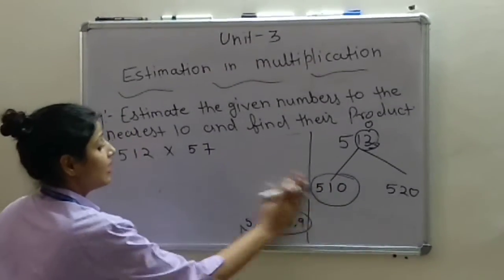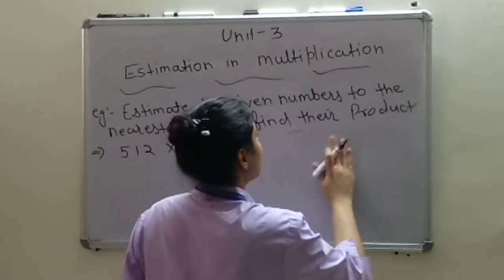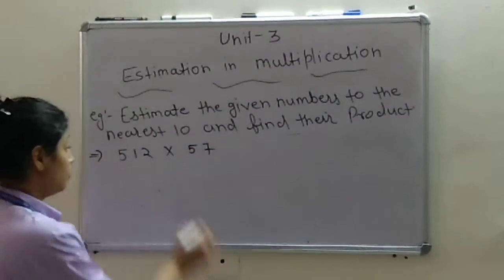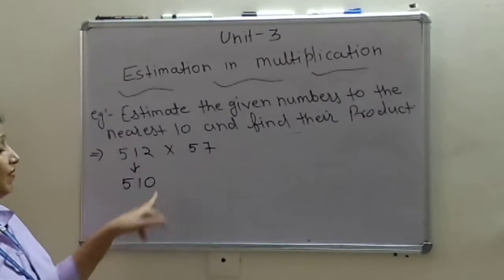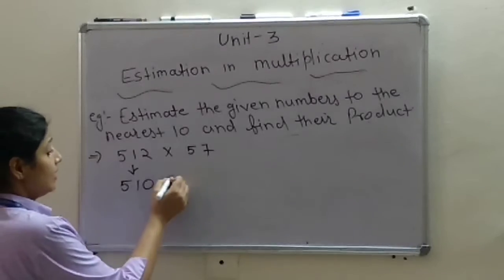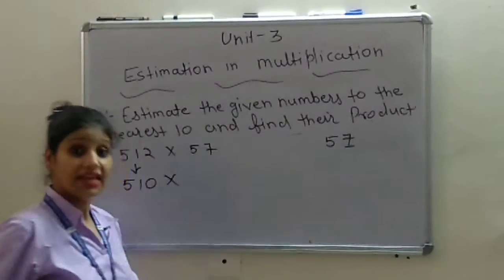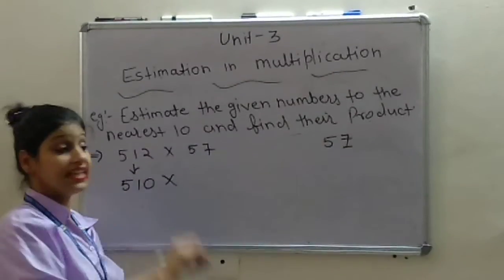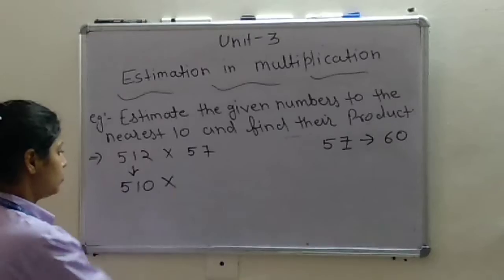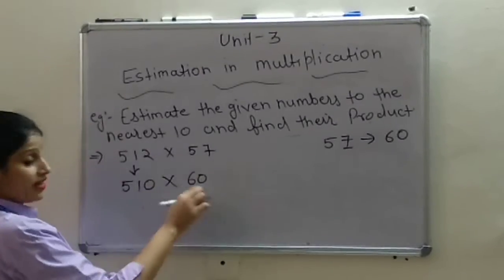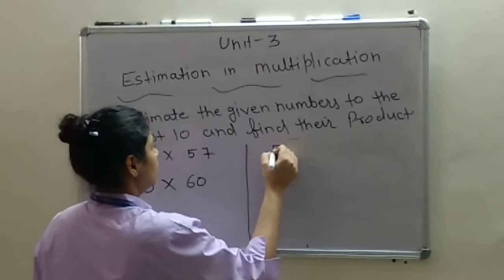So what I am trying to say, if the digit at ones place is less than 5, you will round off the number to the lower 10. So 512 will become 510. And now we have another number 57. Digit at ones place is greater than 5. So 57 is closer to 60. So 60 will come. After writing this, what you will do? You will find their product. So let's find.